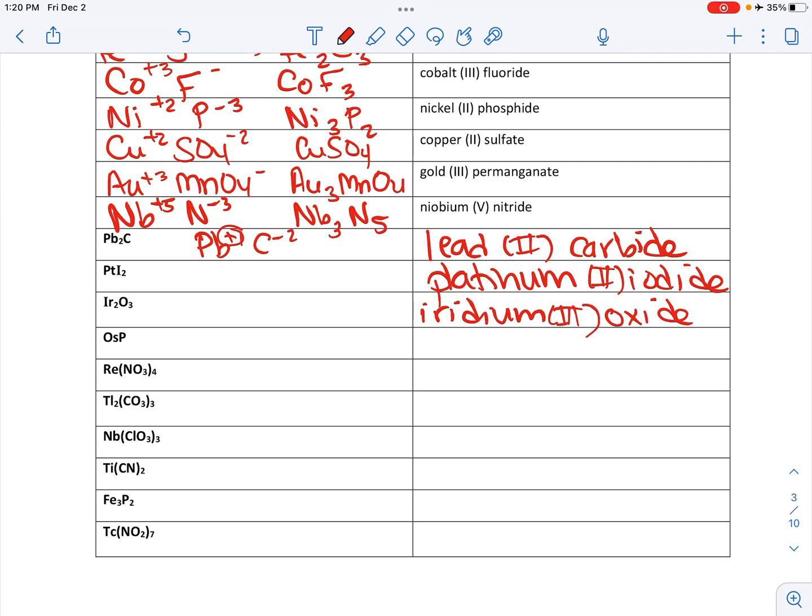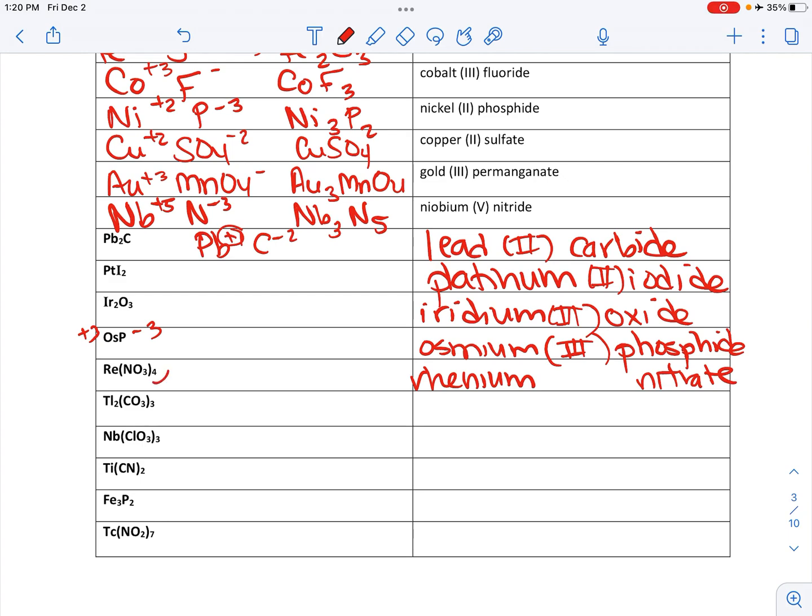Then we're going to have osmium phosphide. And so osmium, well, let's see, no subscript. So if P is -3, osmium has to be a +3. So 1, 2, 3. Re is rhenium, nitrate.